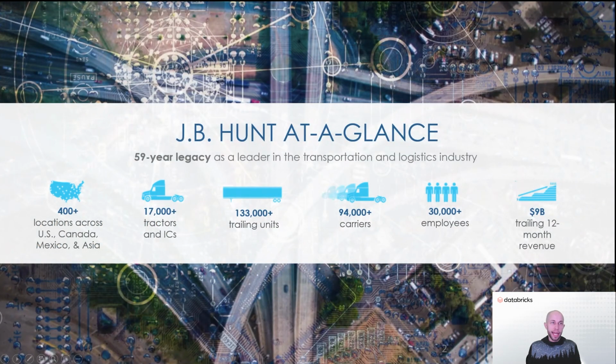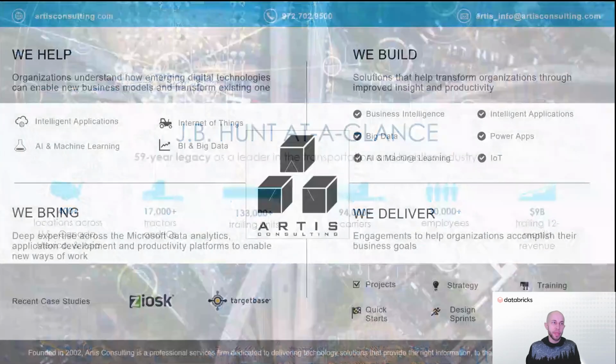JB Hunt was founded in 1961 and has grown to become one of the largest transportation and logistics companies in North America. We're currently number 346 on the Fortune 500, and our digital brokerage marketplace, JB Hunt 360, has received widespread recognition for innovation and technology. We consider machine learning and advanced analytics as key to our future success, and I'm honored to be involved in establishing these disciplines at JB Hunt.